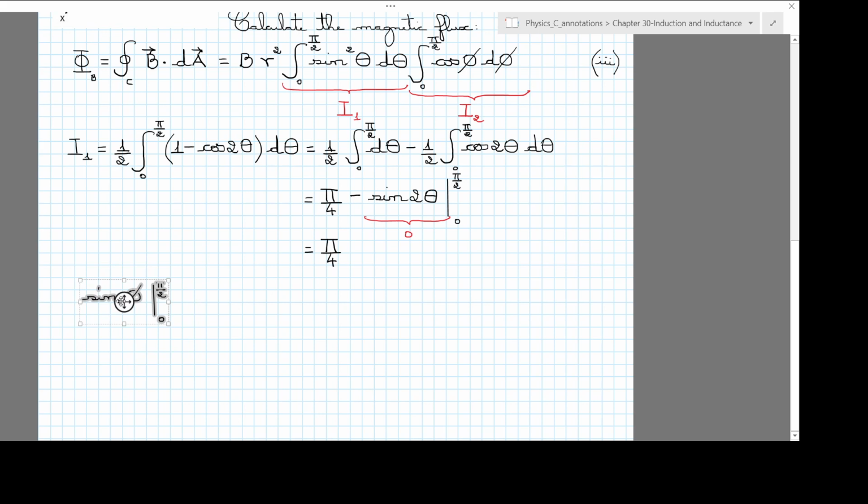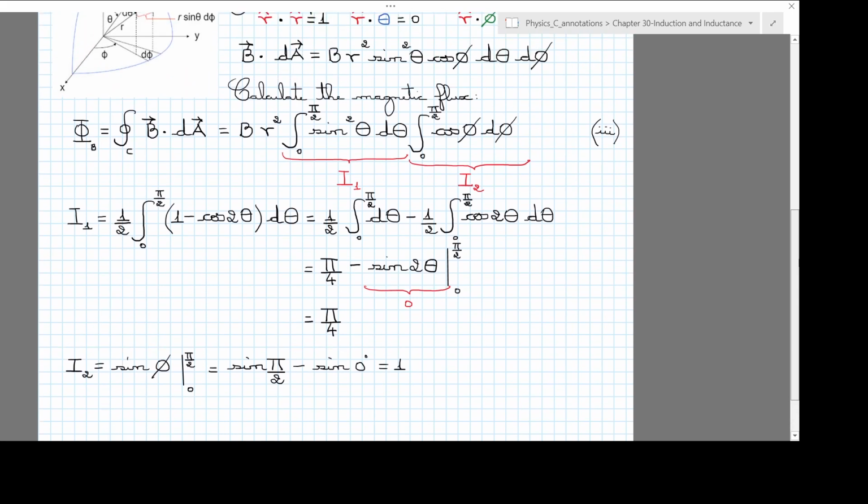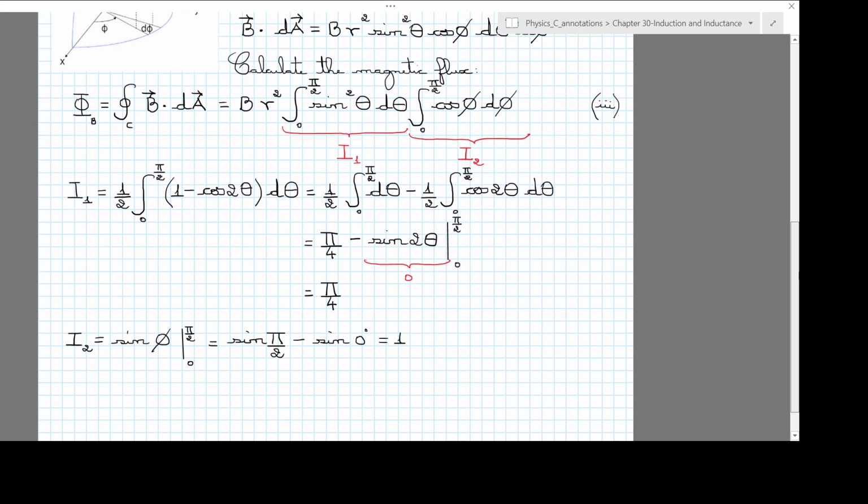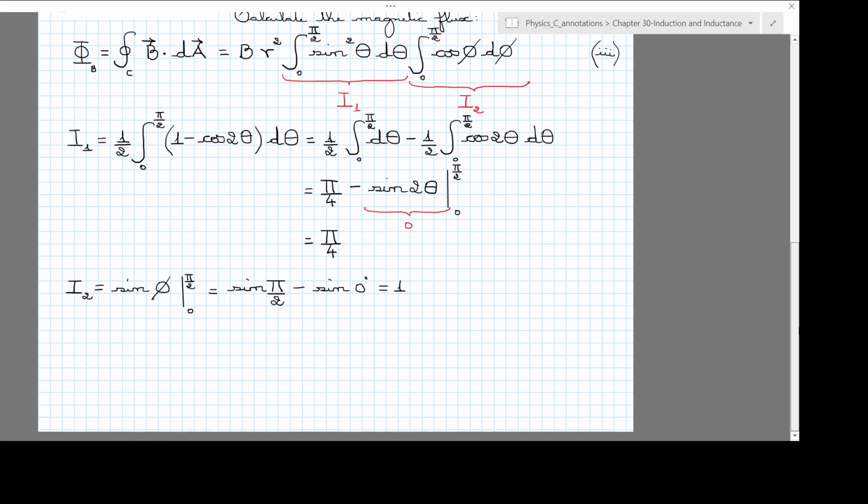And the second one is going to be 1. The second integral here is integral 2. This is going to give me 1 minus sine of 0 degrees, so this is going to be 1. Okie dokie. You can substitute this in 3 again. So I have pi over 4 and 1, so I can rewrite then my magnetic flux here.